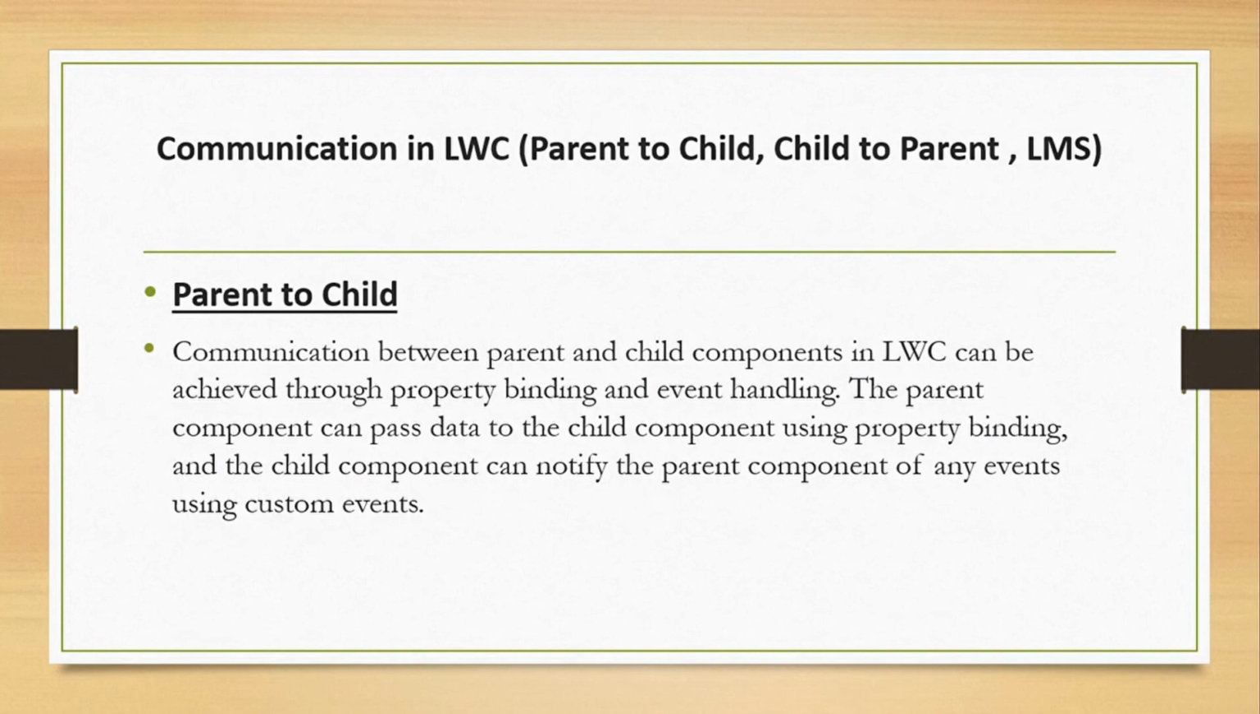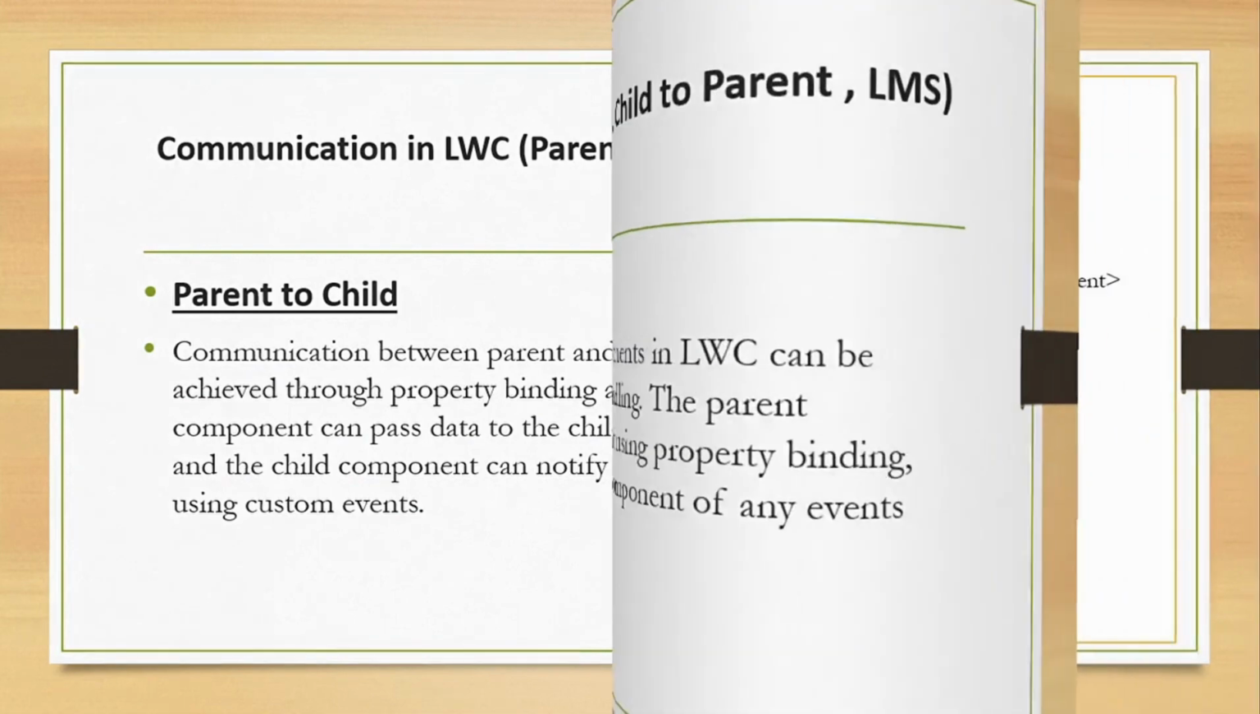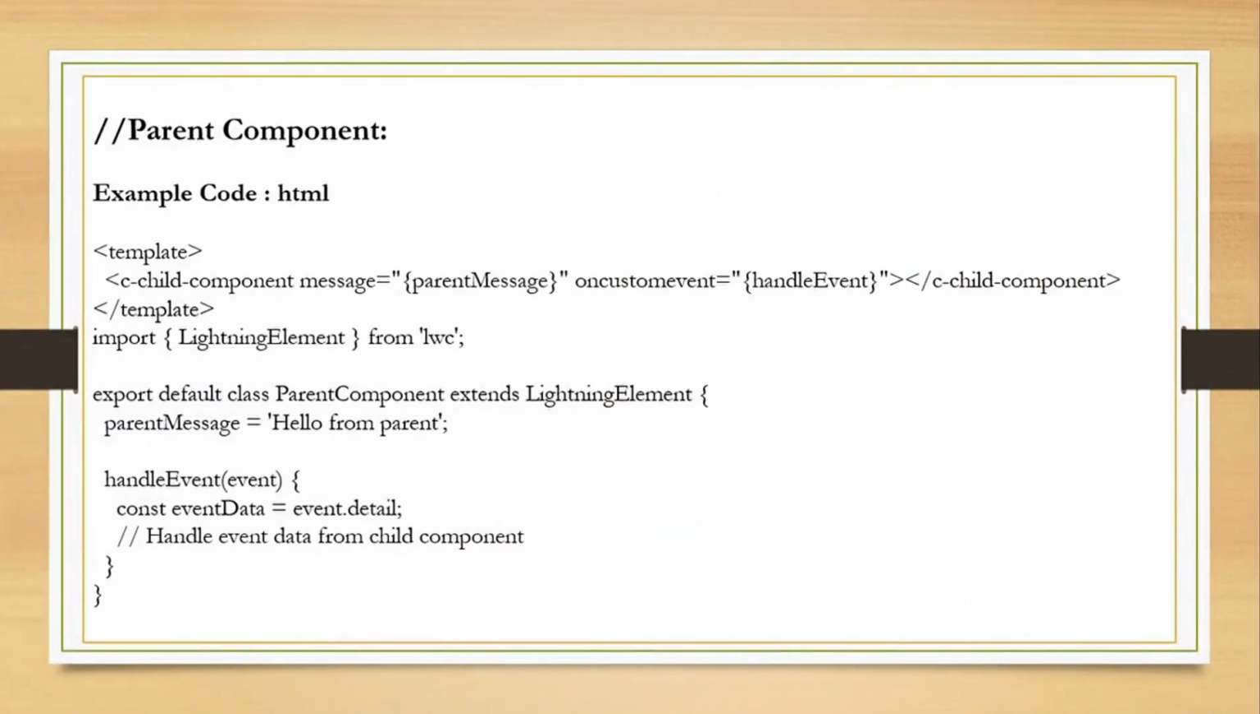So communication from parent to child components in LWC can be achieved through property binding and event handling. The parent component can pass data to the child component using property binding like @api, and the child component can notify the parent component of any events using custom events. Here is an example of the parent component in HTML code, with the template, the c-message-parent component, the message on custom event, and the c-child component. You can refer to this HTML code.